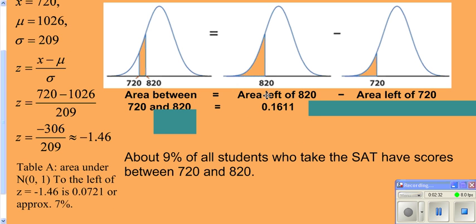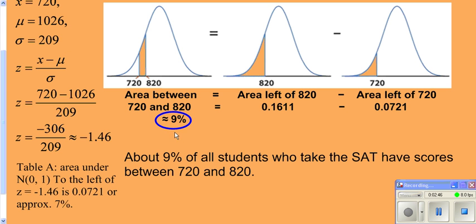So the area to the left of your 820 is 0.1611. The area to the left of your 720 is 0.0721. We want to know what's in between, so all we have to do is subtract those two. It ends up being extremely close to 9%. So about 9% of all the students that take the SAT have scores that are partial qualifiers.